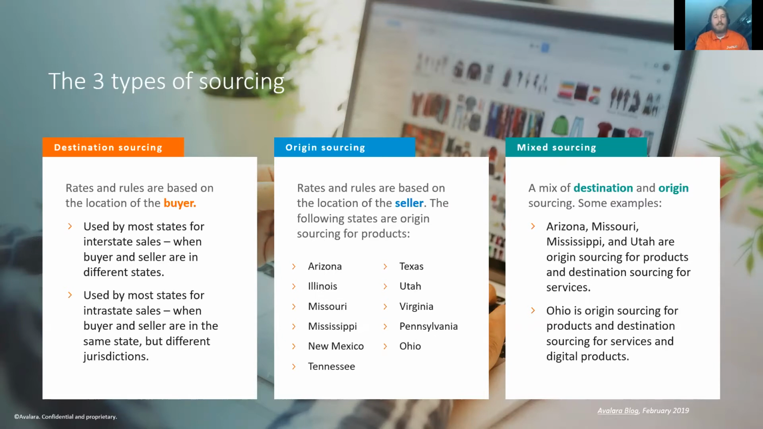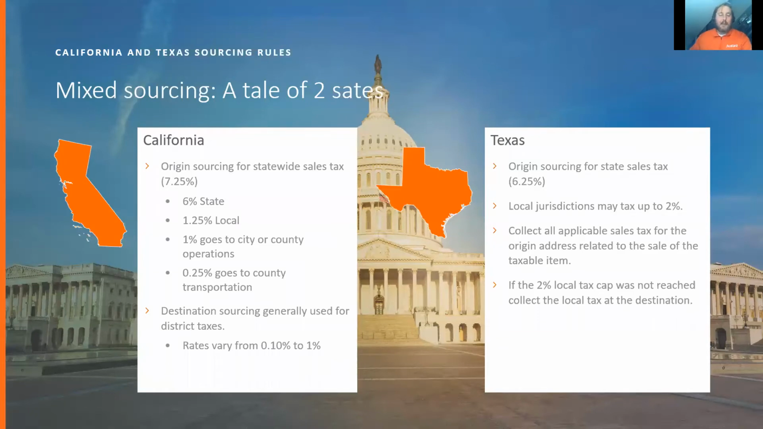And then if it couldn't get more complicated, right, we also have mixed sourcing. So some of these states like Arizona, Missouri, Mississippi, the origin sourcing for the particular products and destinations can change based on the particular products or services. Whereas Ohio, the origin sourcing for products and the destination sourcing for services and digital products can vary. Just a couple of examples here.